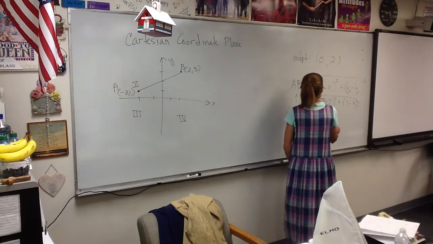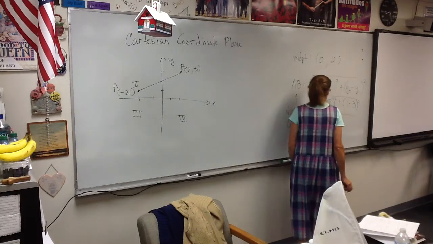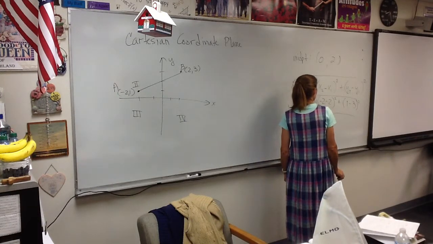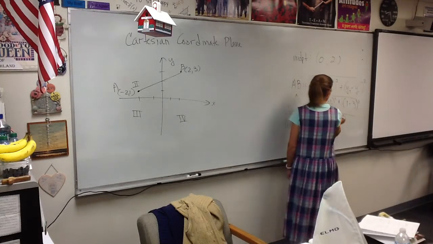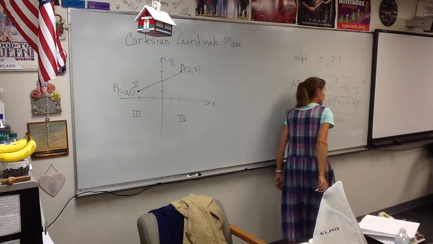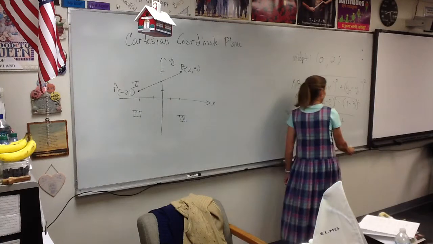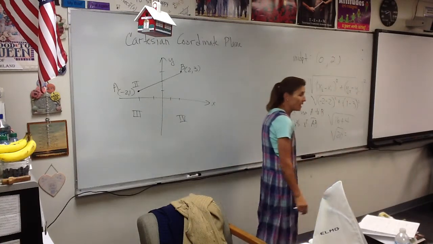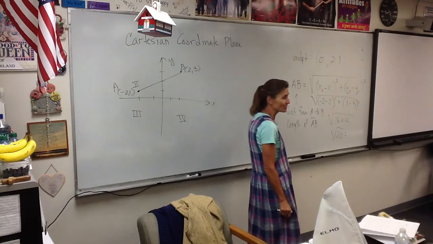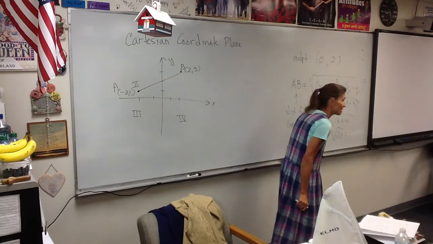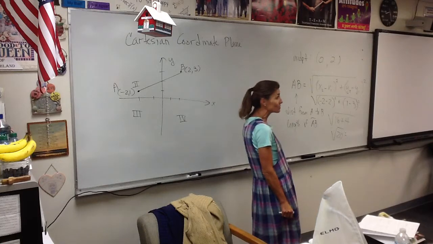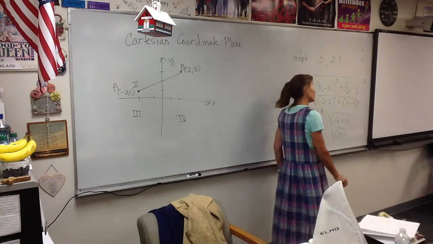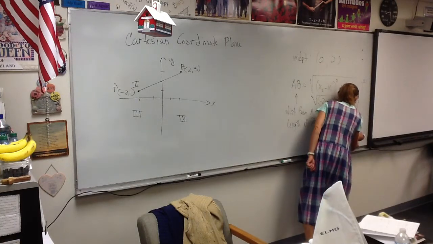So what do I get? -2 minus 2 is -4, squared is 16. 1 minus 3 is squared. The answer is root 20, except I'm an anal math teacher, and unfortunately you're in my class, so we're going to reduce every radical we ever find that reduces. So the square root of 20 is 2 root 5.